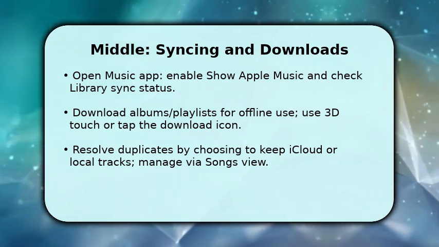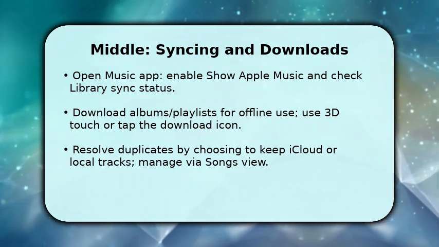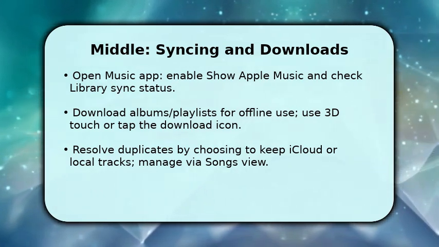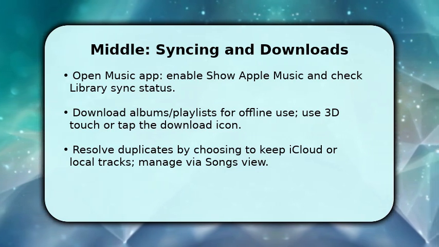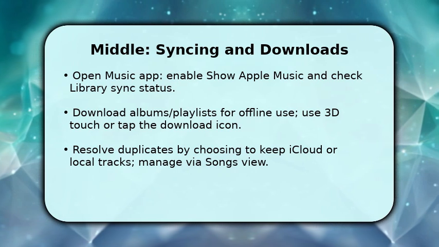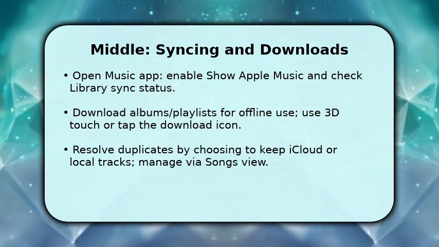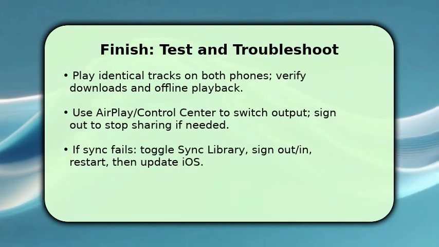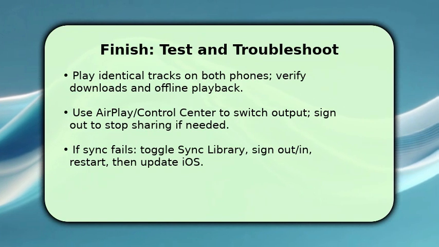If there's a conflict between local and iCloud copies, decide which version to keep. The system will prompt you. Finally, enable automatic downloads if you want new purchases to appear on both phones automatically. Finish by testing. Play the same playlist on both phones and confirm downloads work offline.